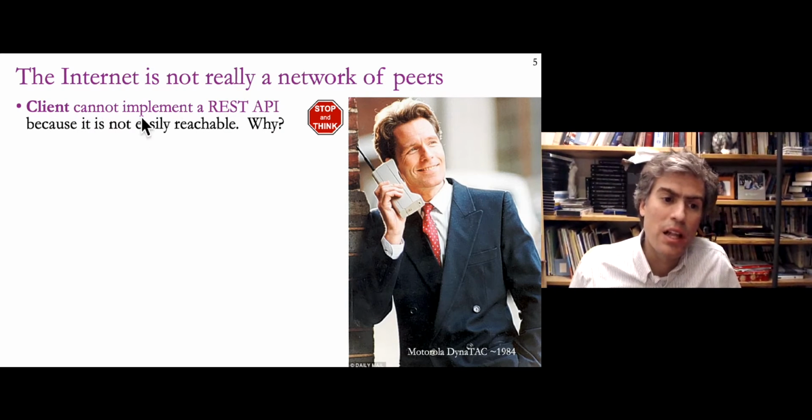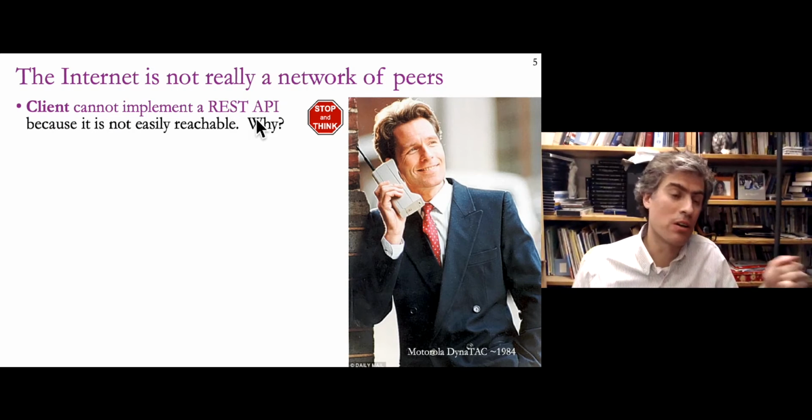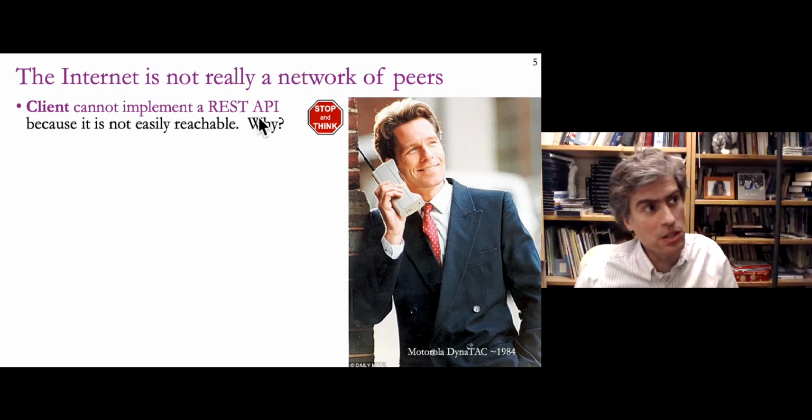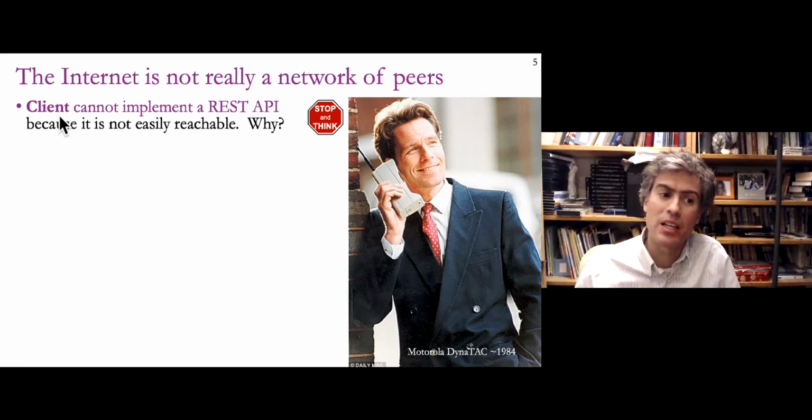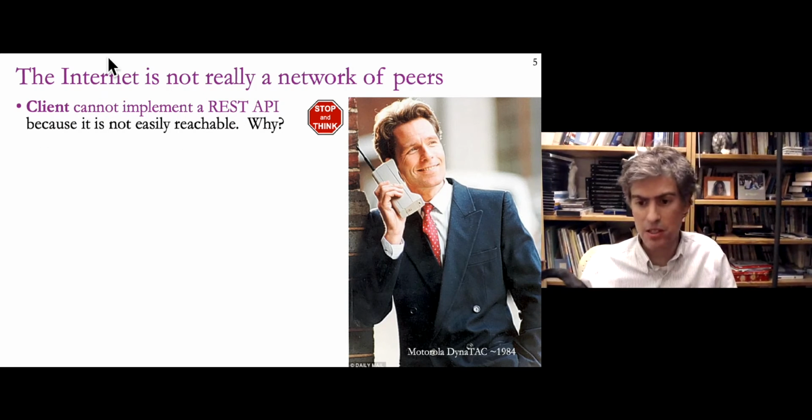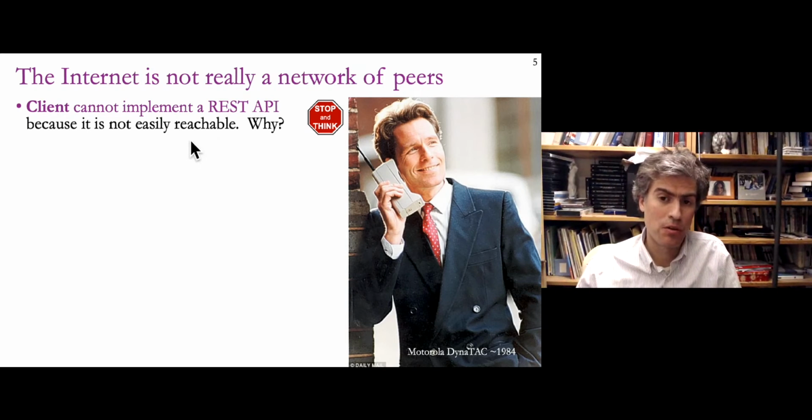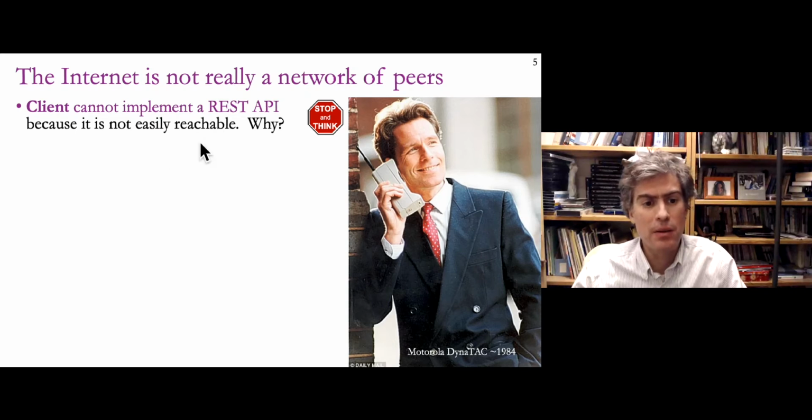And so you might think that the client could implement a REST API that the server would call, right? So the server would send an HTTP request to the client. But this is difficult because clients, in the sense of laptops and smartphones and desktop computers, are not easily reachable from the cloud. And in that sense, I'm saying the internet is not a network of peers. Theoretically, the internet is a network of peers, but it's not in practice.